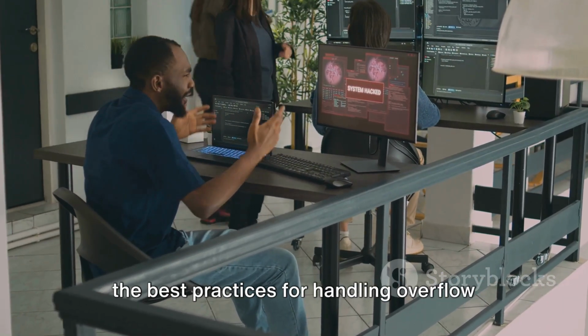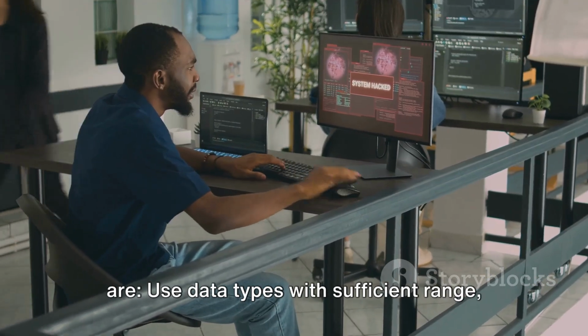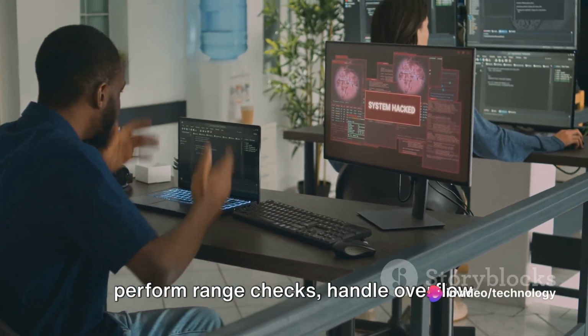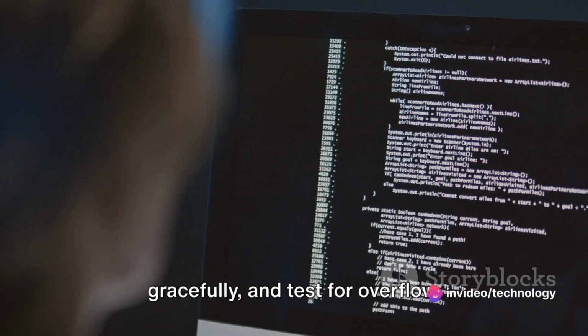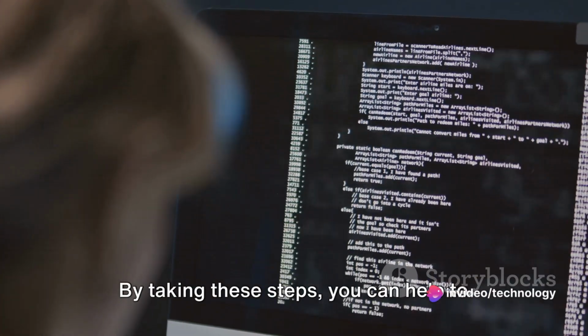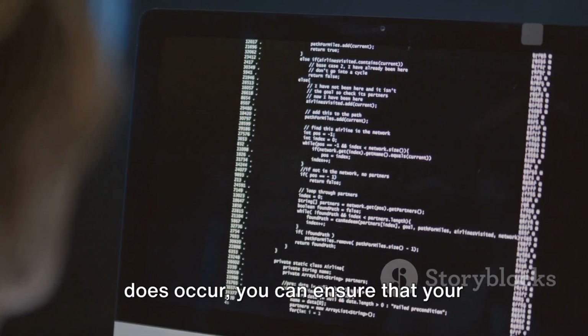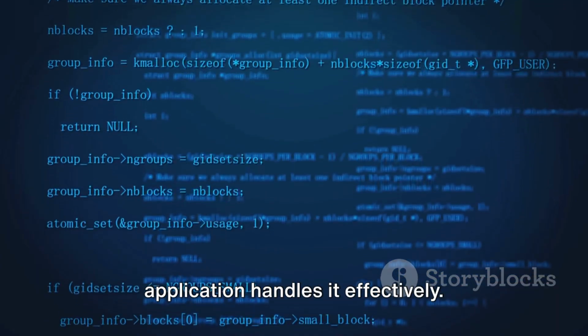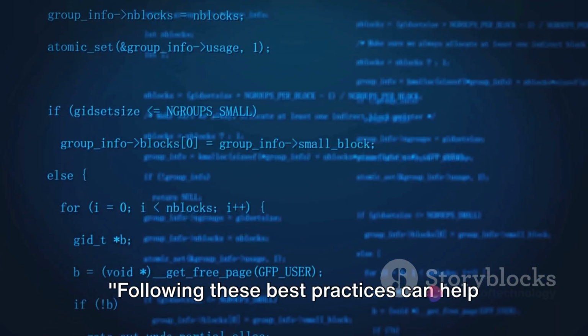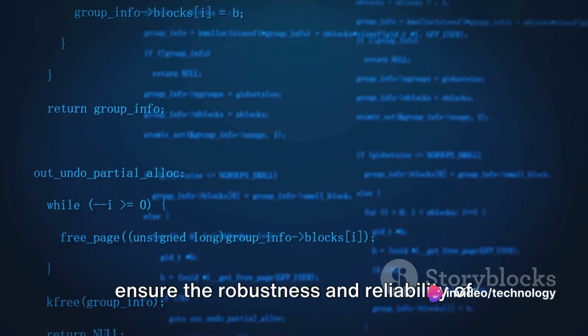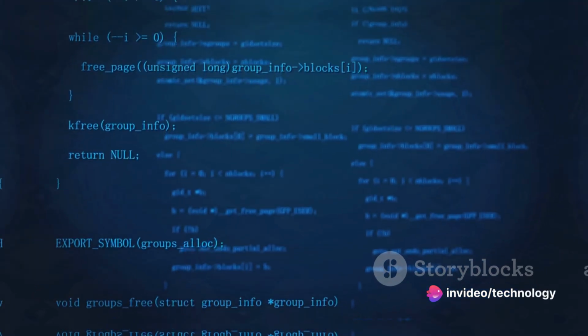So, to sum up, the best practices for handling overflow are: use data types with sufficient range, perform range checks, handle overflow gracefully, and test for overflow. By taking these steps, you can help to prevent overflow from occurring, and if it does occur, you can ensure that your application handles it effectively. Following these best practices can help ensure the robustness and reliability of your software applications.